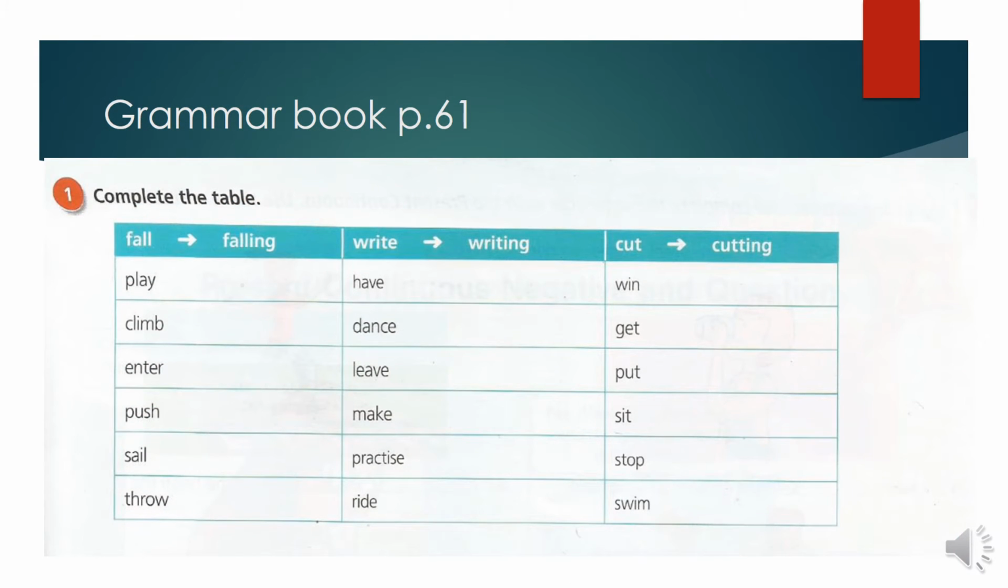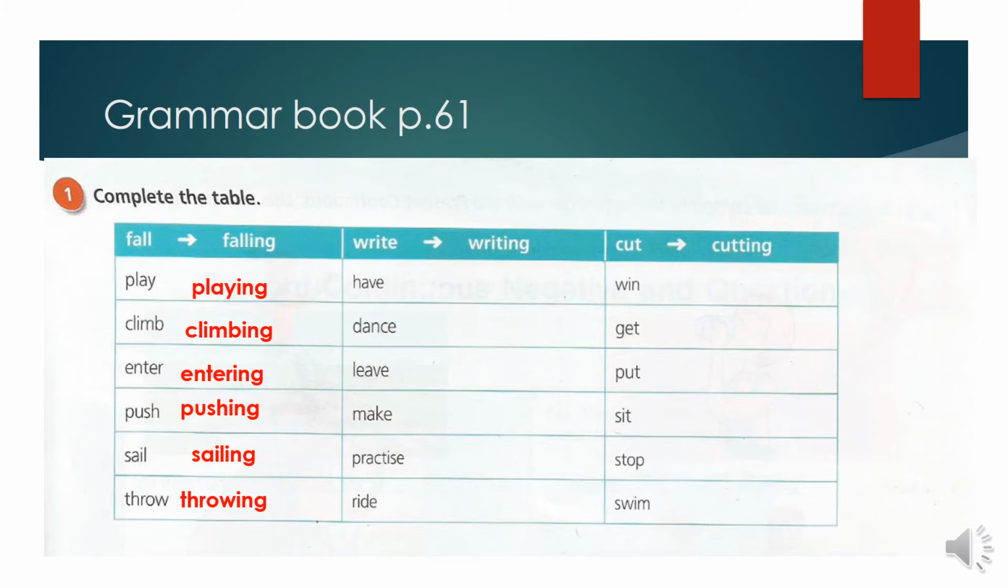Open your grammar book, page 61. Complete the table. Look at this. Fall will be falling. Write, writing. Cut, cutting. I just put ing to the verb. Look at the first column. Fall, falling. Play, playing. Climb, climbing. Enter, entering. Push, pushing. Sail, sailing. Throw, throwing.